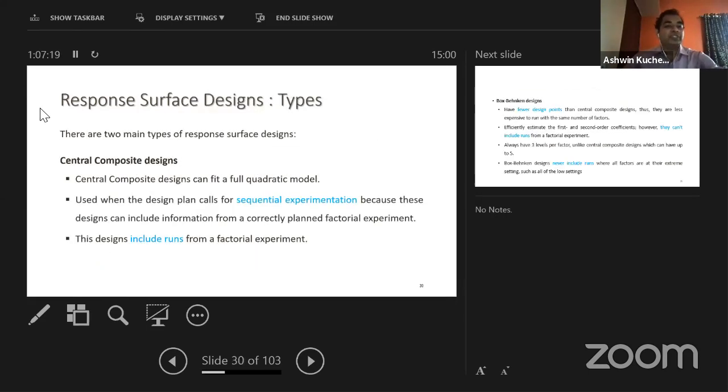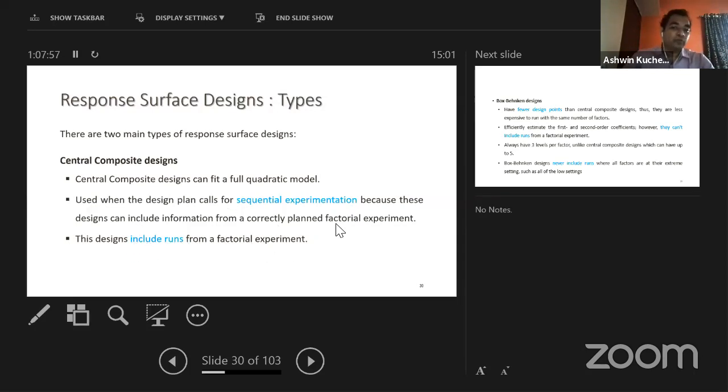Based on these response surface process objectives, there are two different types of response surface designs. One is the central composite design. This central composite design can fit a full quadratic model. Yes, because response surface models are the models which fit quadratic models. This is used when the design plan calls for a sequential experiment, because this design includes information from a correctly planned factorial design experiment. It means the central composite designs are an augmentation or continuation of the factorial designs, and this includes the runs from the factorial experiment.